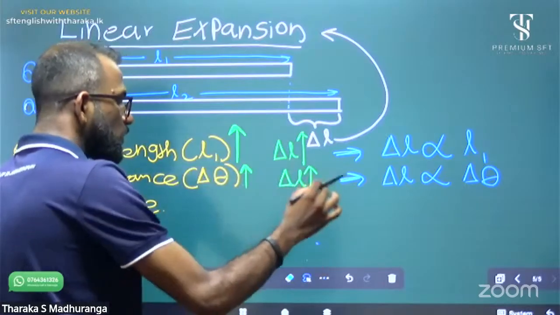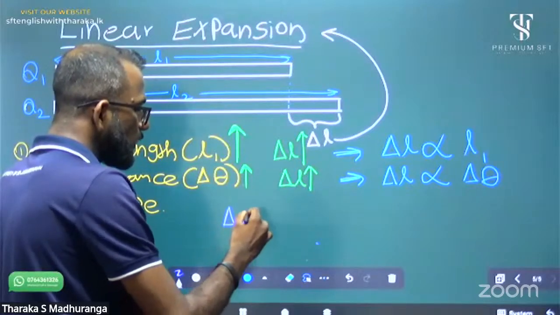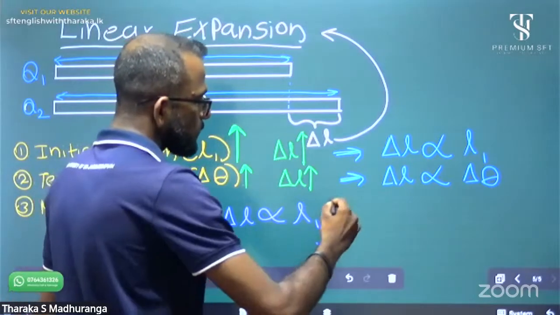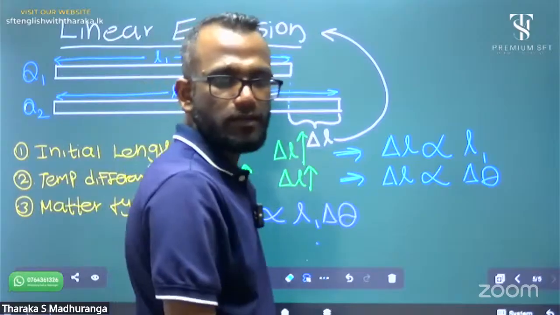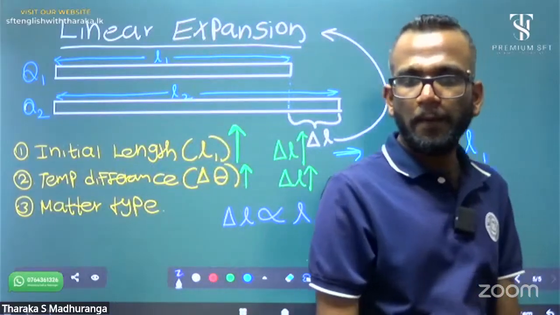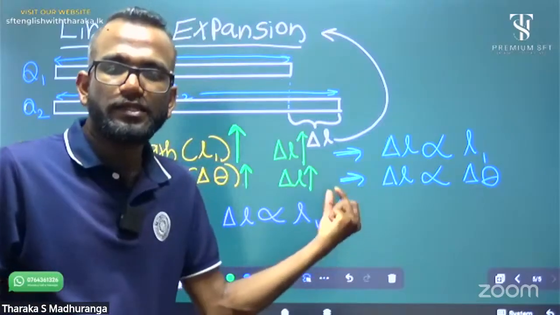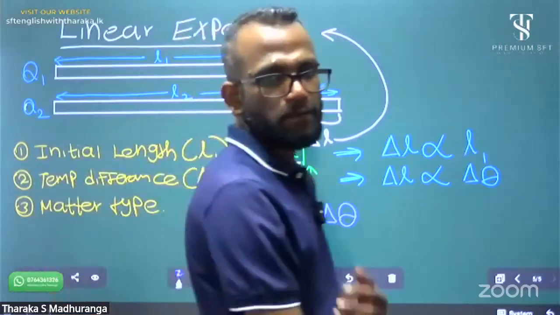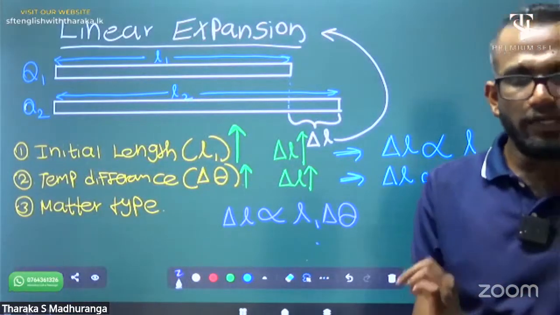Now, according to this relationship, we can say delta L is proportional to L1 delta theta.